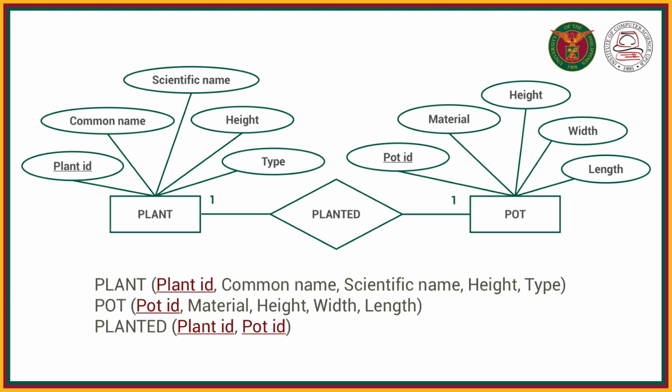So what we did is we created another relation, planted. And ang attributes niya ay yung ID ng dalawang entities. So we have plant ID and pot ID.